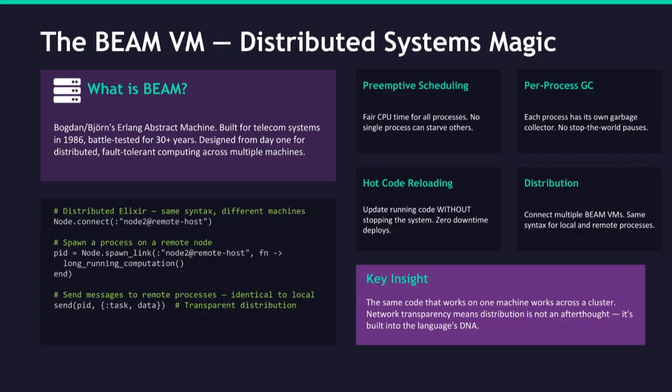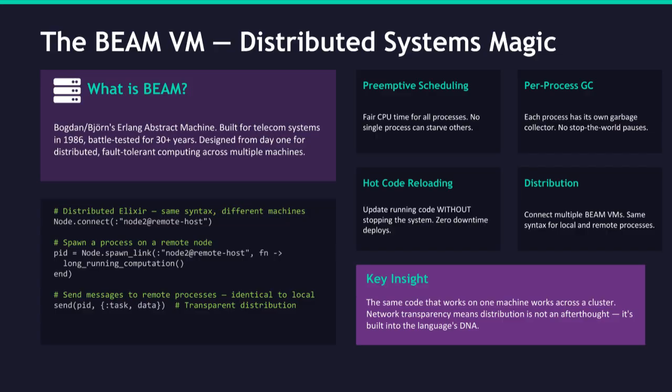Preemptive scheduling. The Beam guarantees fair CPU time to all processes, which means no single process can hog the CPU and starve others. Second one, per-process garbage collection. Each process has its own garbage collector, meaning there are no stop-the-world pauses that freeze your entire application.